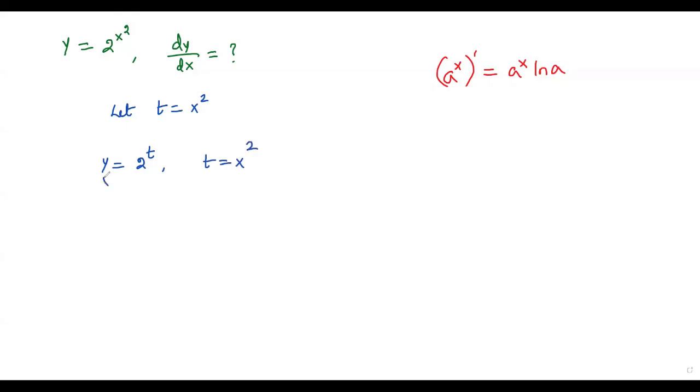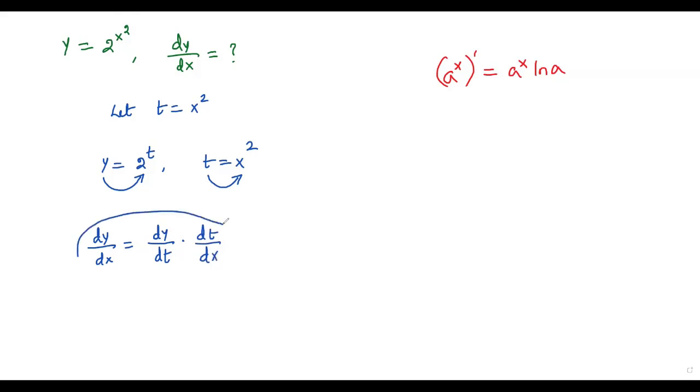Now y is a function of t and t is a function of x. Our aim is to find the derivative of y with respect to x, that is dy over dx. But can I find the derivative of the function with respect to x? No, it's not possible, because y is not a function of x, y is a function of t. So we can find the derivative of y with respect to t, and I can write dy over dt. Further, t is a function of x, so I can find the derivative of t with respect to x, which gives dt over dx.